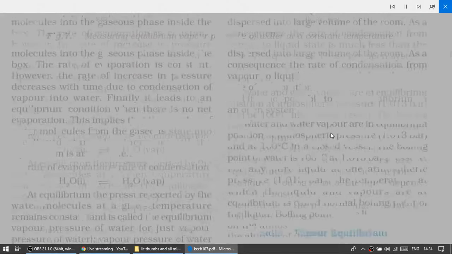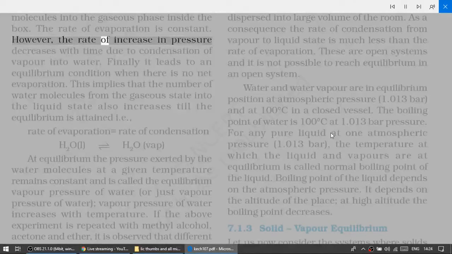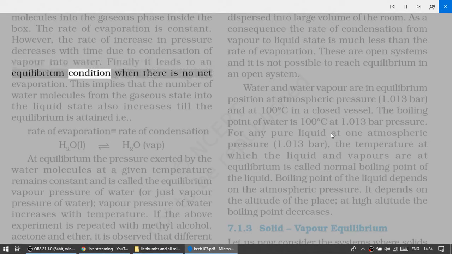Molecules go into the gaseous phase inside the box. The rate of evaporation is constant. However, the rate of increase in pressure decreases with time due to condensation of vapor into water. Finally, it leads to an equilibrium condition when there is no net evaporation.